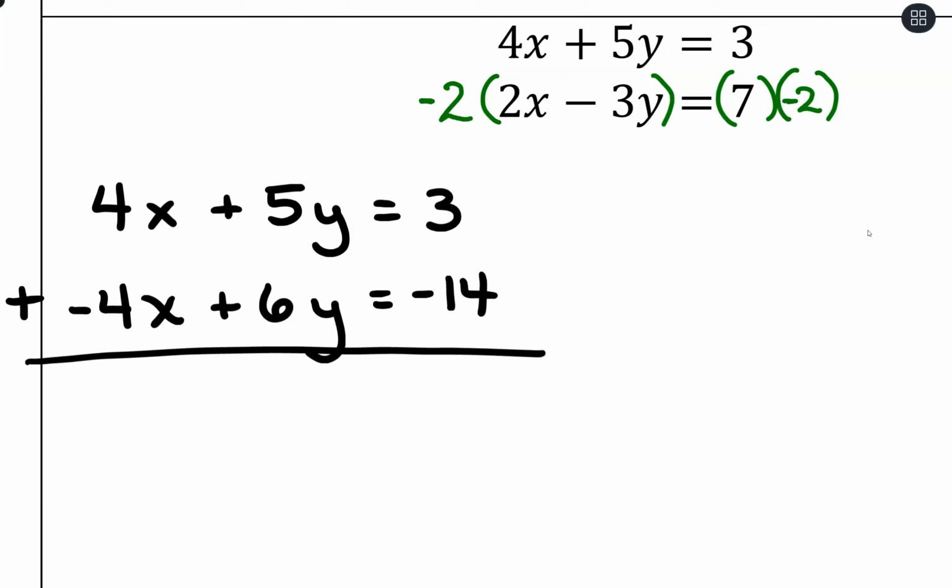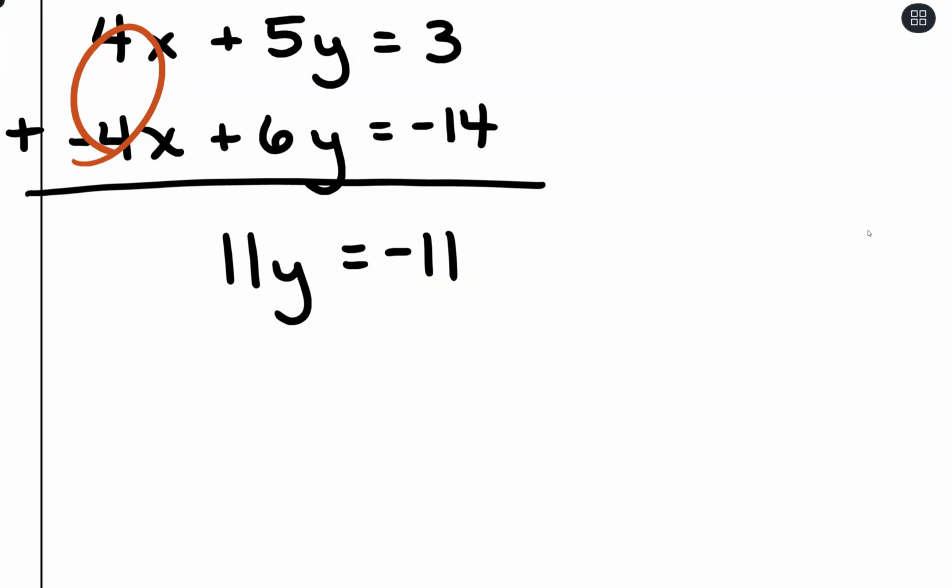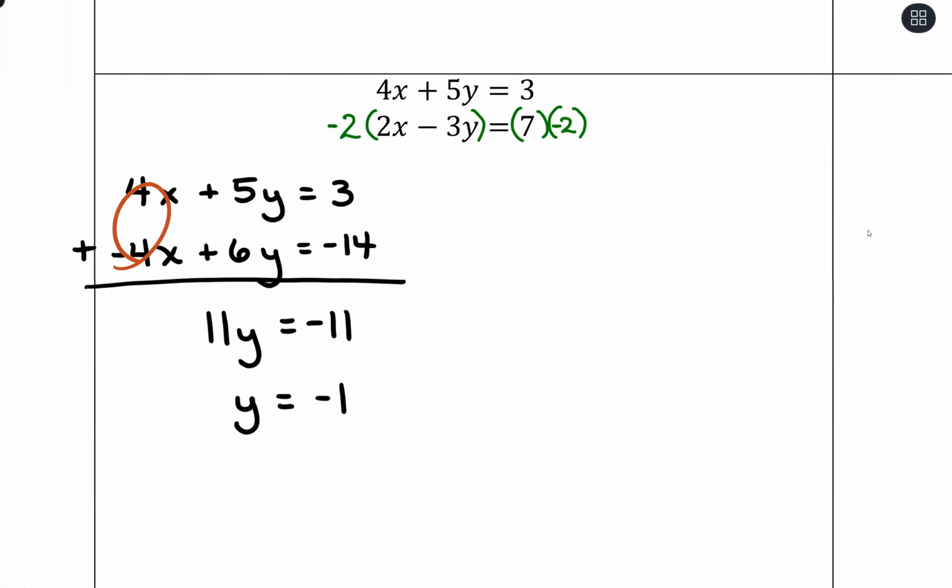And then we're going to add them up. So 4x minus 4x is 0. That's perfect. That all cancels out. 5y plus 6y is 11y equals 3 minus 14, negative 11. Divide both sides by 11, and we're getting y equals negative 1.